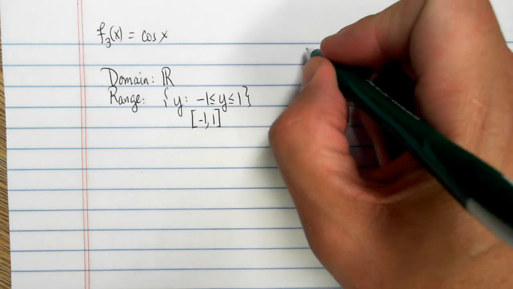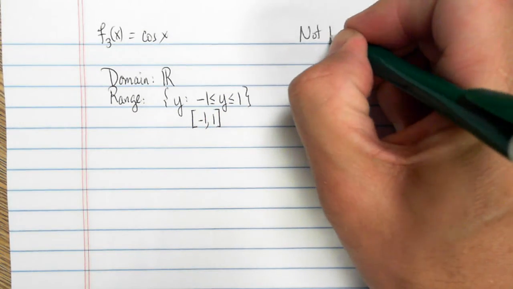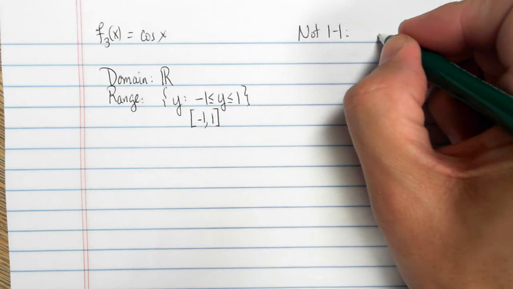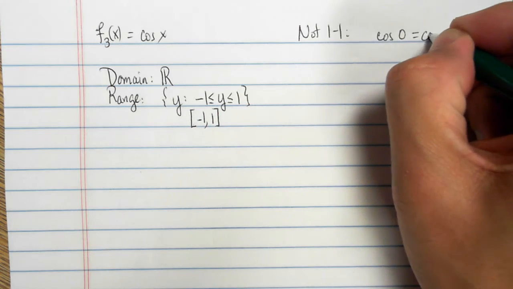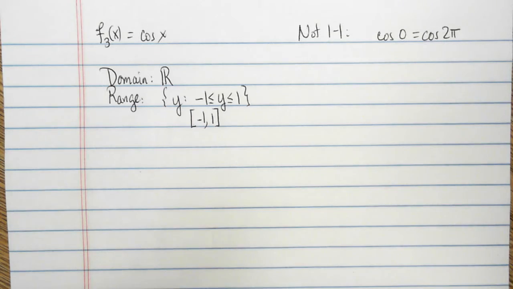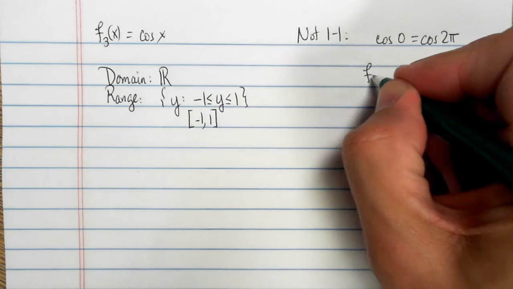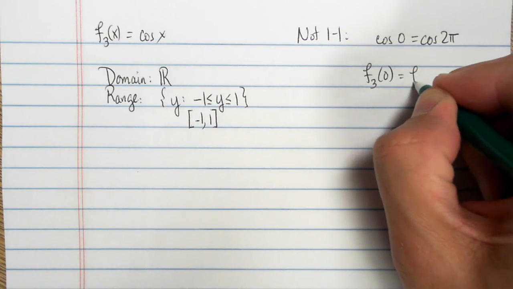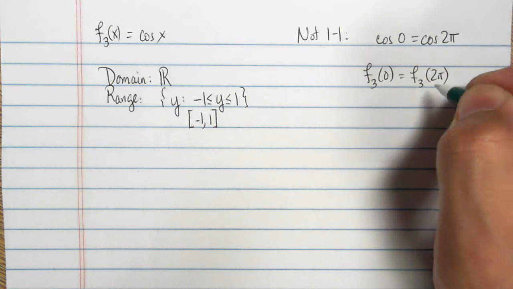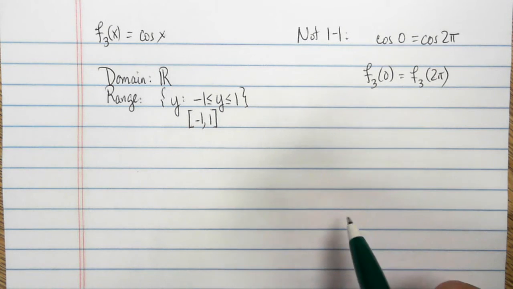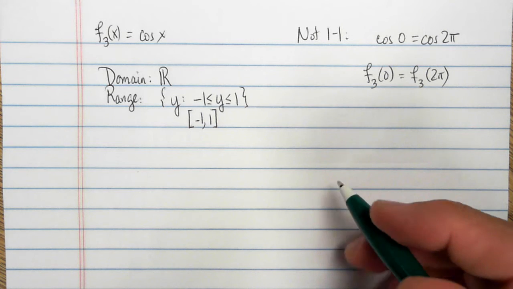This is not a bijection, because it is not 1-to-1. The reason is that cosine of 0 is the same as cosine of 2 pi. Cosine is a periodic function, so the function at 0 is the same as the function at 2 pi, even though these two numbers are different. So this is not a 1-to-1 function.